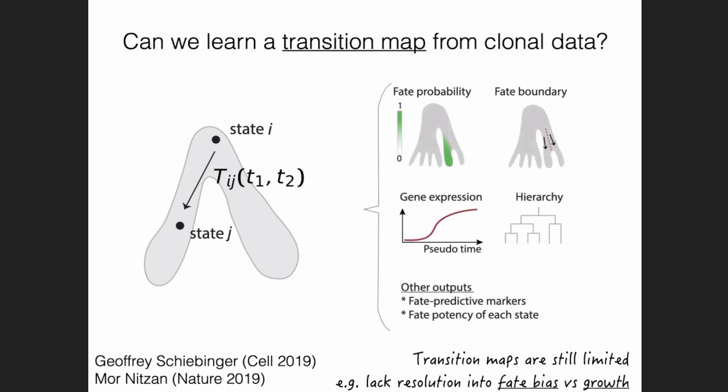The good news is that if we do have these transition maps, we can start to make statements about the probability of a cell giving rise to a particular point, looking at the structure of boundaries and the relevant genes that change across a boundary. We can chart pseudotime, reconstruct hierarchies, look for fate predictive markers, maybe look for putative early regulators, and say something about the potency of each state. Even though these are very imperfect, they're a really good starting point to make some progress, okay?